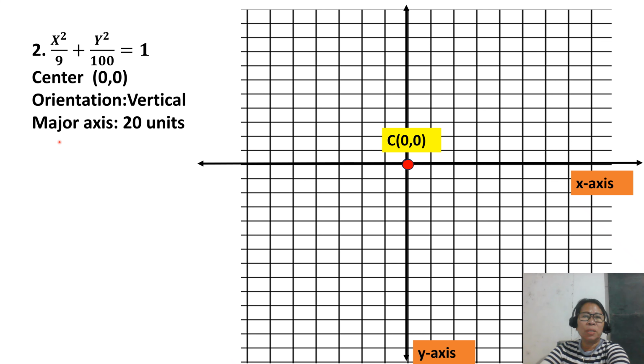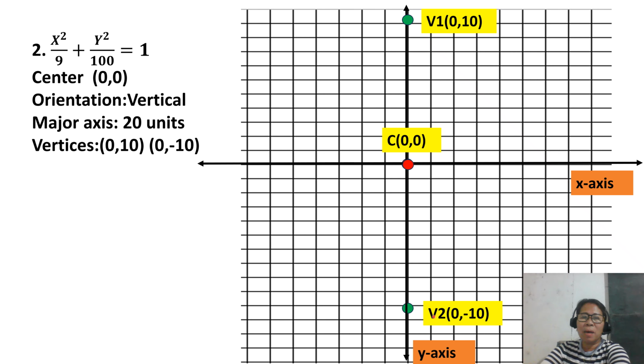So let's proceed to the major axis length. The major axis is 20. That is coming from the square root of 100, which is 10, times 2. So 20 units. That means we need to count from the center going up because it's vertical. 1, 2, 3, 4, 5, 6, 7, 8, 9, 10. And there is our vertex 1. Then our vertex 2 will be found on the negative y-axis, and that will be (0, -10).